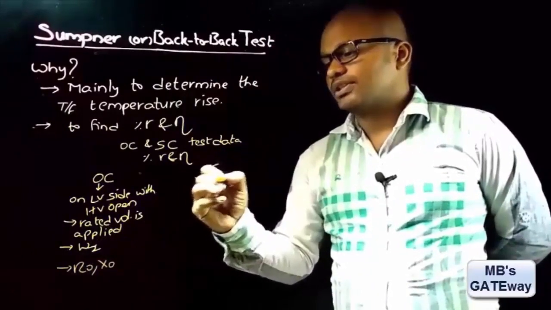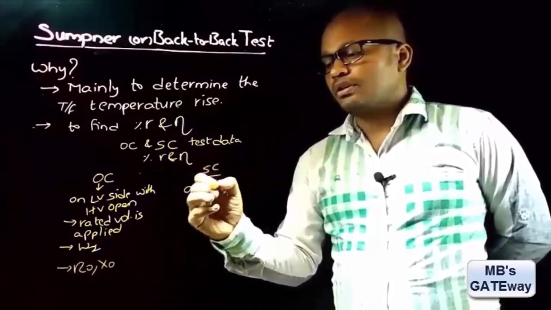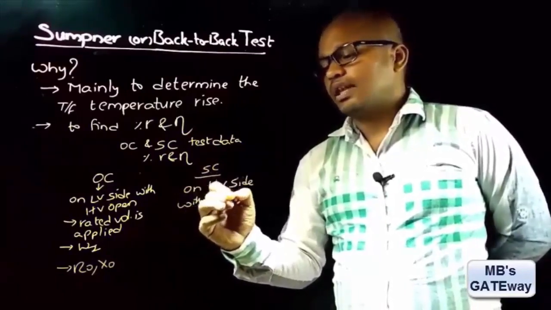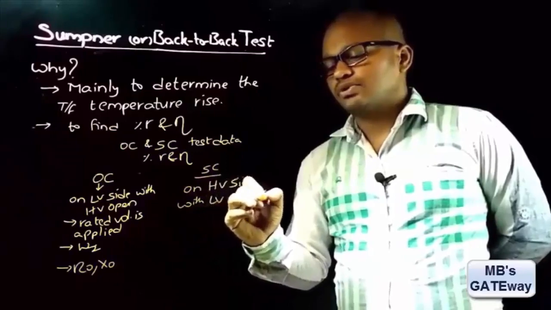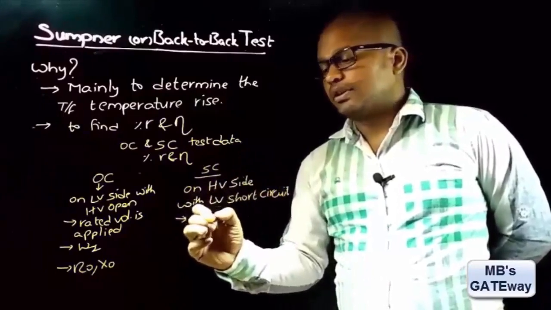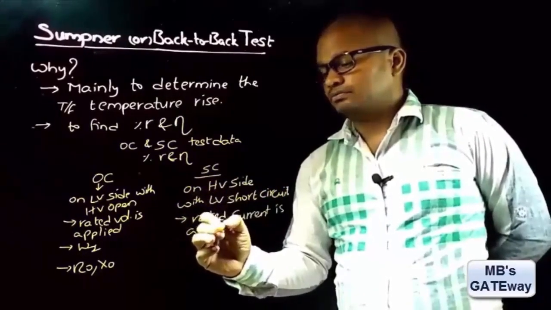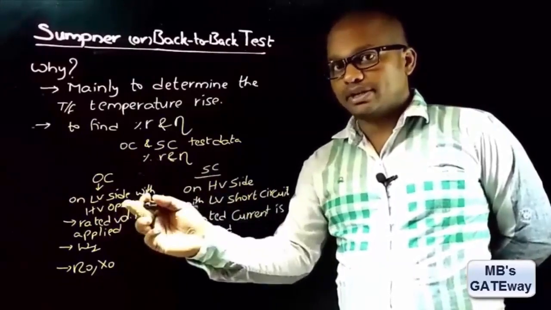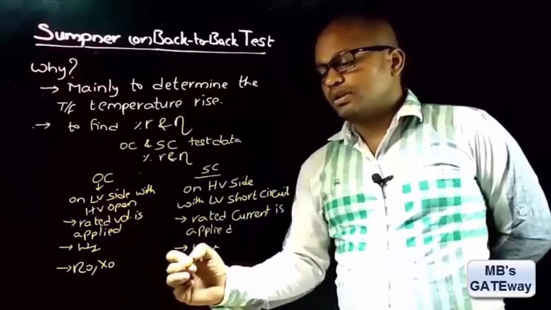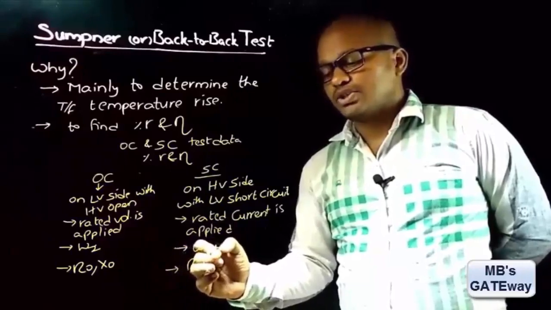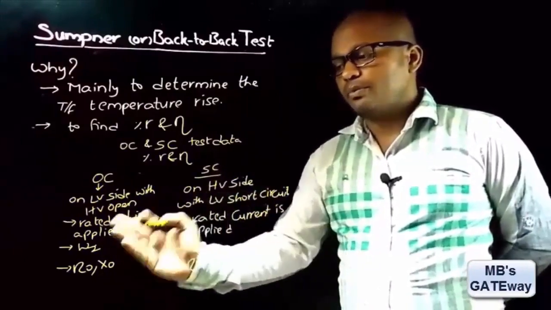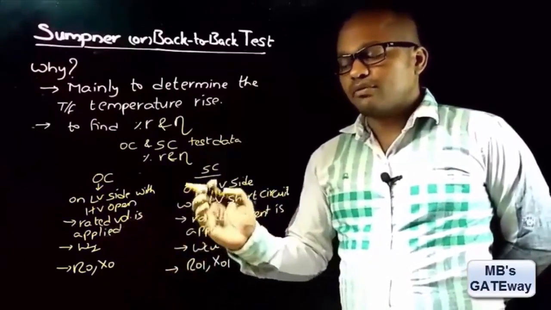And now coming to short circuit test, this test is performed on HV side with LV side short circuit. LV side is short circuited with a thick wire, and here rated current is applied, whereas in open circuit test rated voltage is applied. And from short circuit test, copper loss of the transformer is found, and the series branch elements R01 and X01 are found from the short circuit test. And by using the test data from the open circuit test and short circuit test, the transformer efficiency and regulation are found.